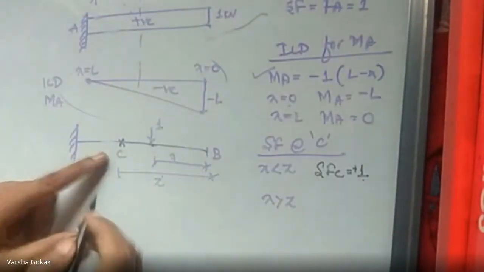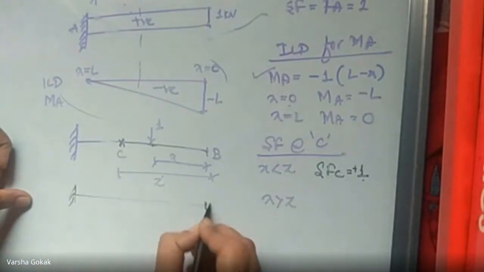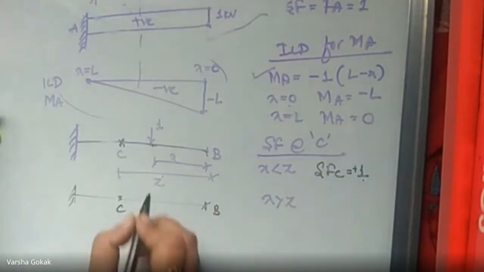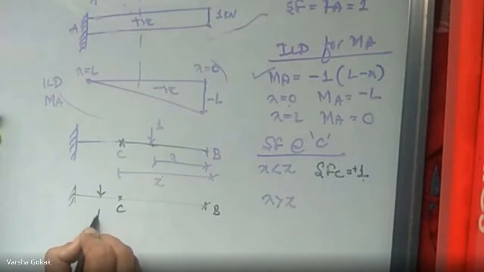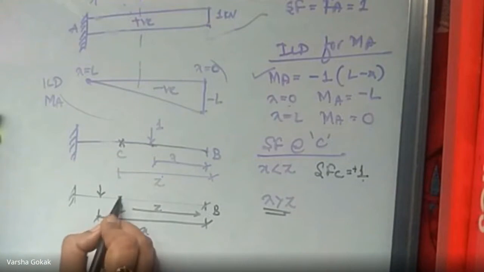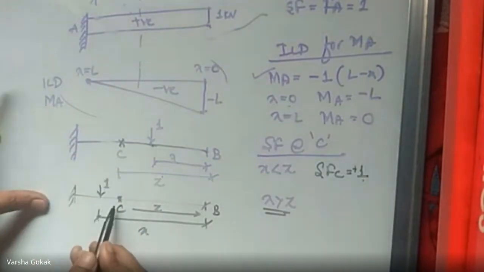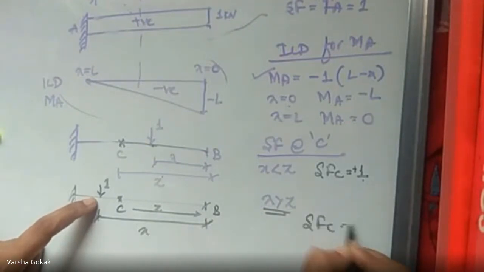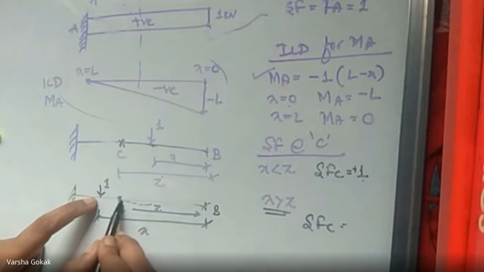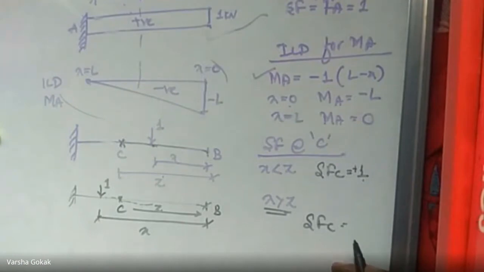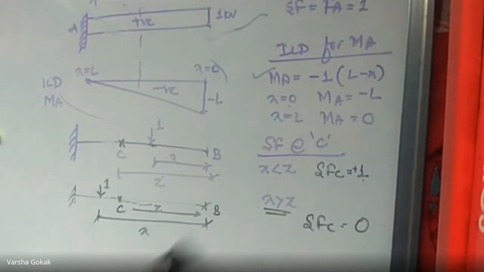When X is greater than Z, meaning the diagram will become like this now. Okay, this is B, and this is your point C. X is greater than Z means this is X now, and this is Z. X is greater than Z means the 1 kilonewton force has gone beyond C now. So when I start from here, now tell me shear force at C. I start from here, no load, no load, no load, no load, no load. Then somewhere here it is becoming 1. So what is the shear force at C? 0. Okay, so shear force at this junction becomes equal to 0.